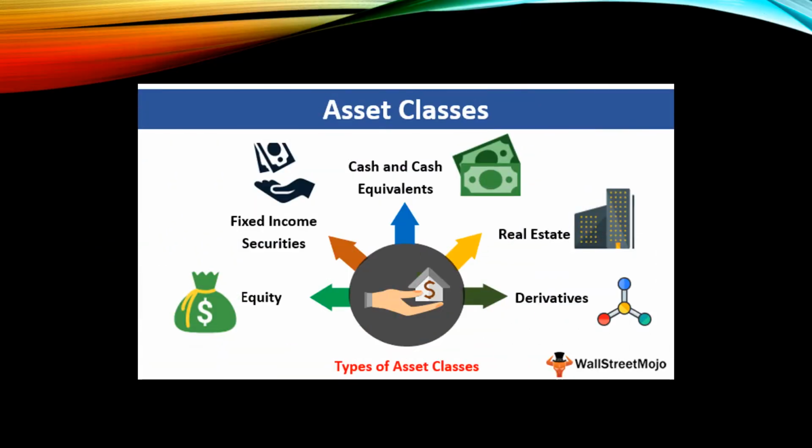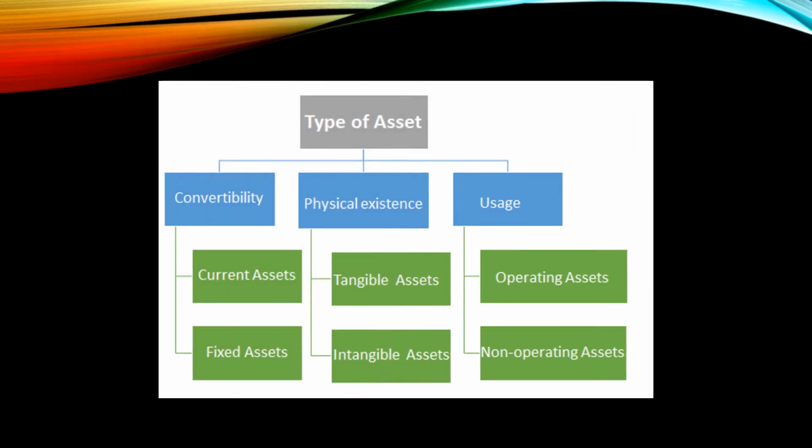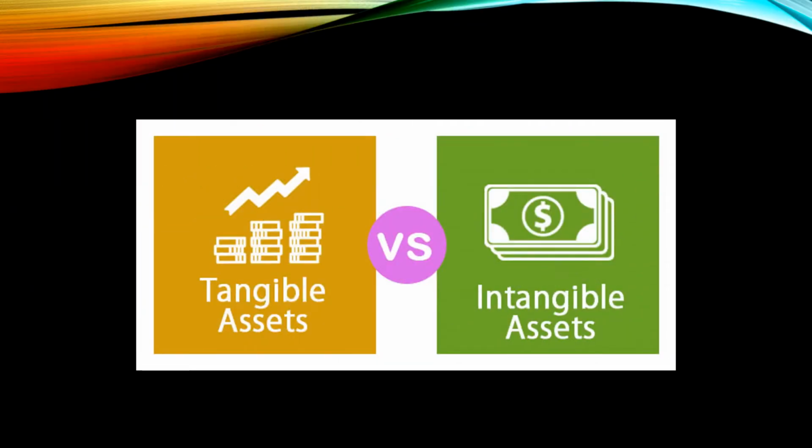Assets are reported on a company's balance sheet and are bought or created to increase the firm's value or benefit the firm's operations. There are many types of assets, for example, current, fixed, financial, and intangible assets. In my work, I want to talk about the difference between tangible and intangible assets.